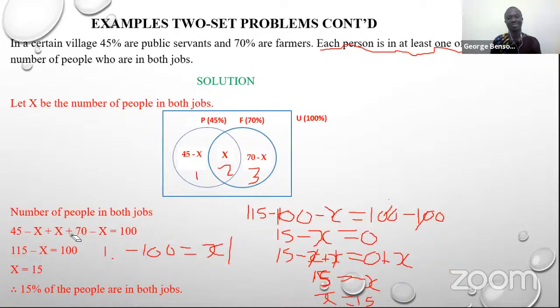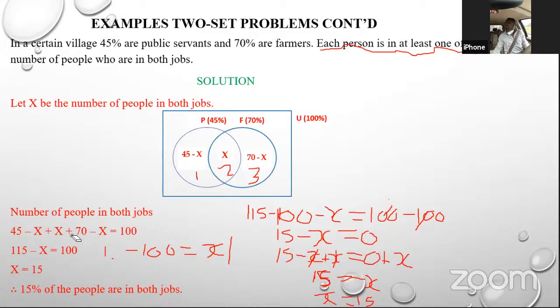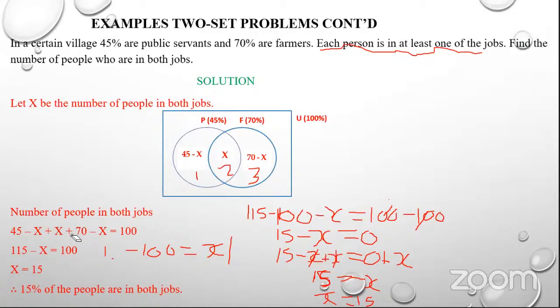Okay, Papa. So jumping. Yeah. Okay. All right. So, like I was saying, please remember that because the question was given in percentages, this 15 is 15%. So when you're calculating, it should be 15% of the people are in both jobs. Okay.